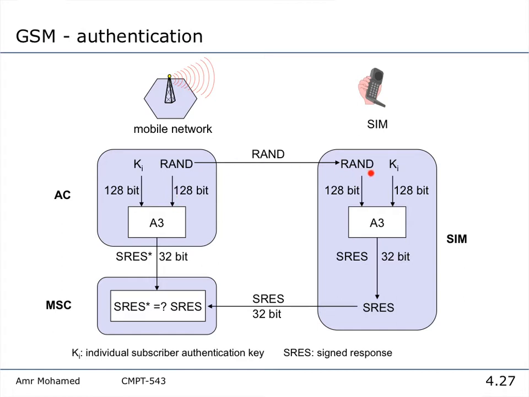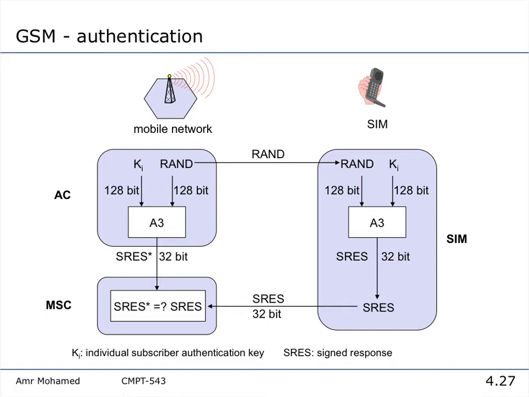When I send you a random number, both of us will apply A3 at the same time, and we generate what we call a signed response. This is the challenge that I give you. I give you a random number, and I tell you, generate some response based on this random number. I will perform the same operation locally at the authentication center, and we'll both send our signed responses to the MSC. If the MSC verifies the two signed responses and finds them matching, then this user is authenticated in the system. That's how we perform the authentication.